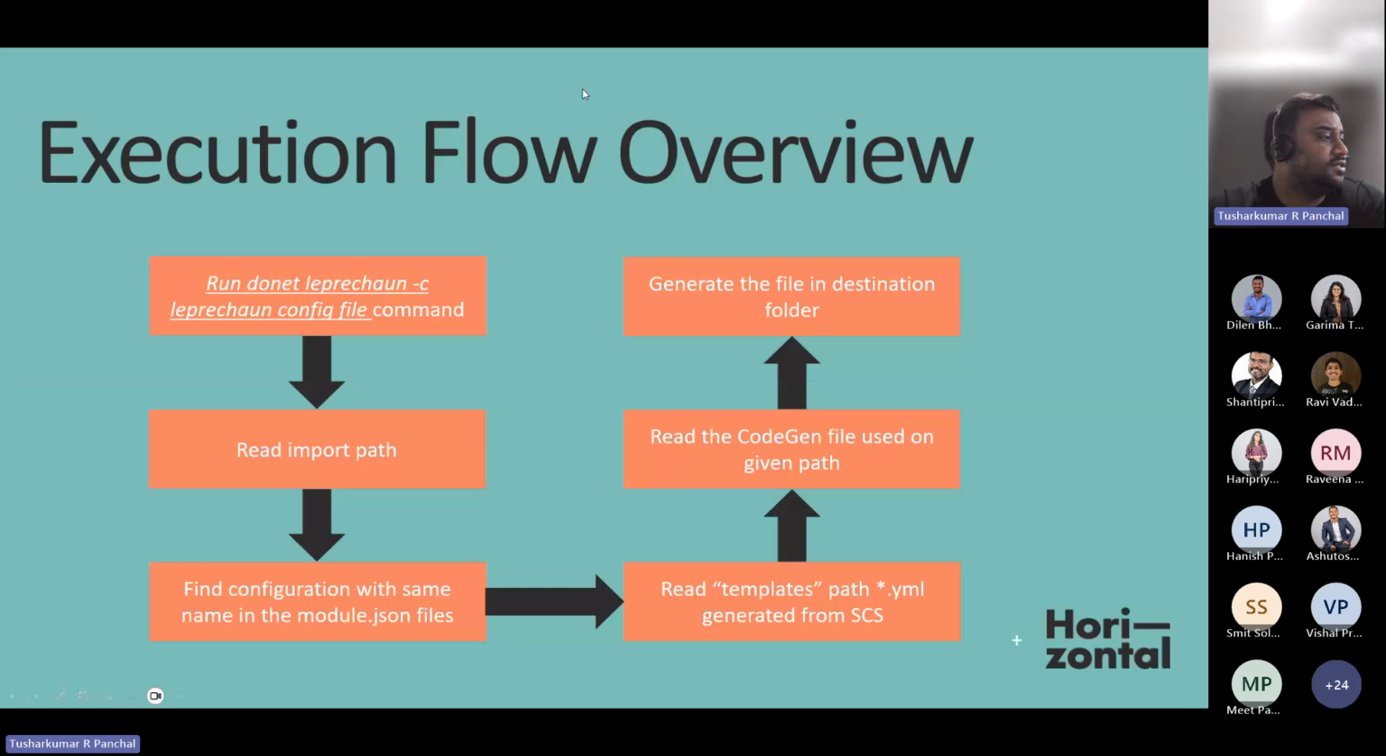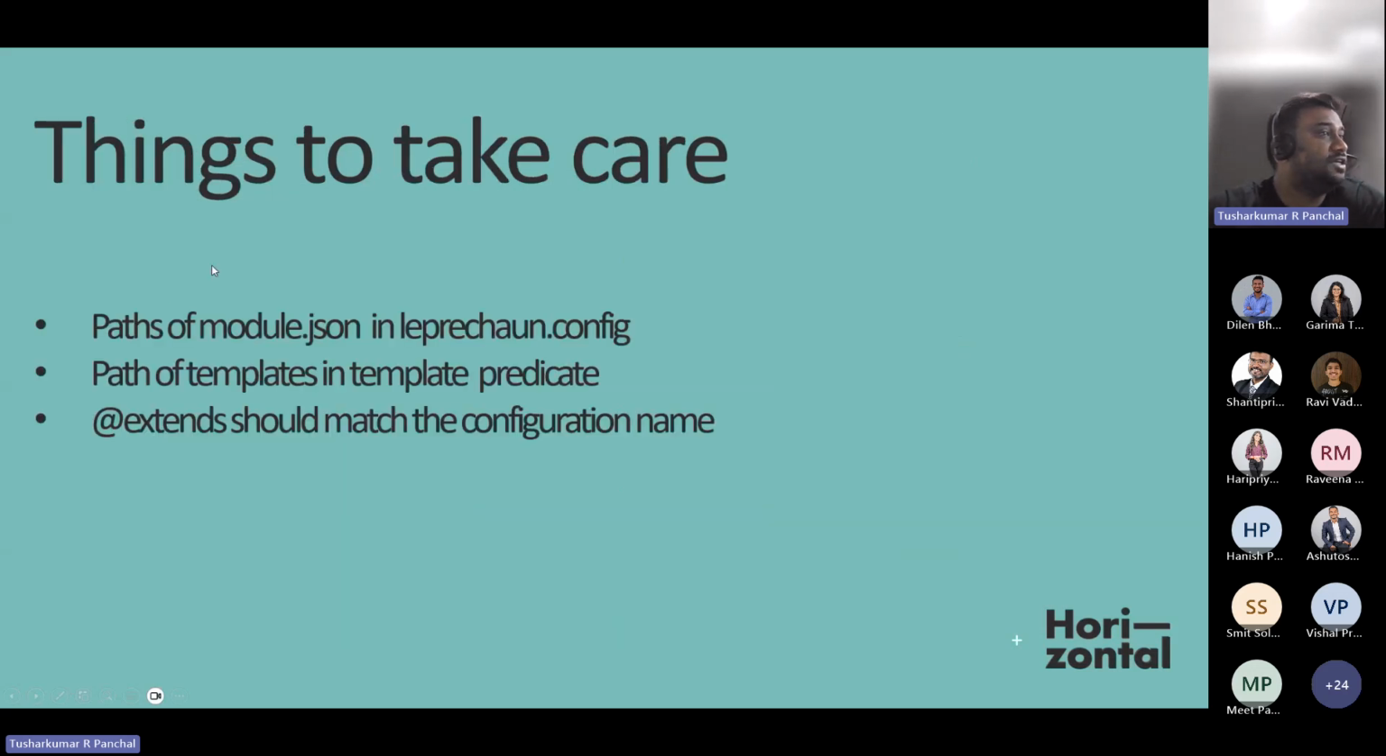So I think this is the execution flow, and then there are a couple of things which I have already explained, like the path which we need to configure. In the Leprechaun config, we need to configure a path. It will pick all the module.json files and manage those things, as well as the path of the template in the template predicate. That is the template predicate path which we need to configure, and then extend should be matched with the configuration name.